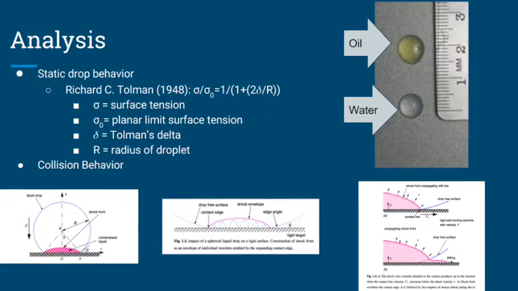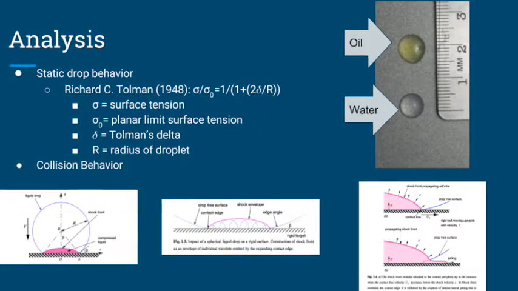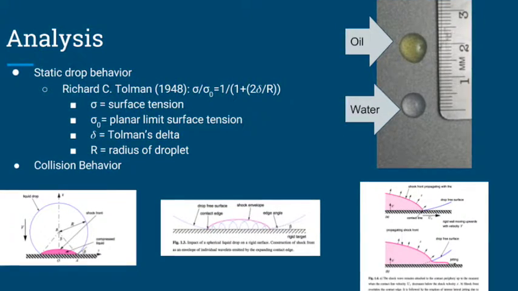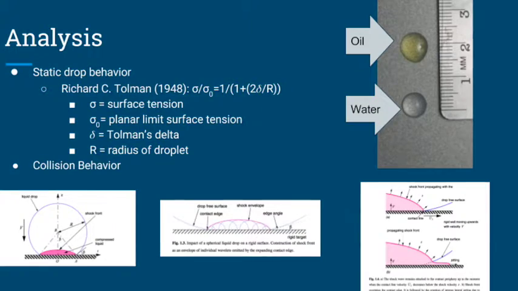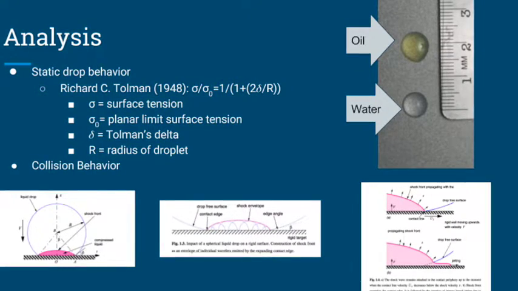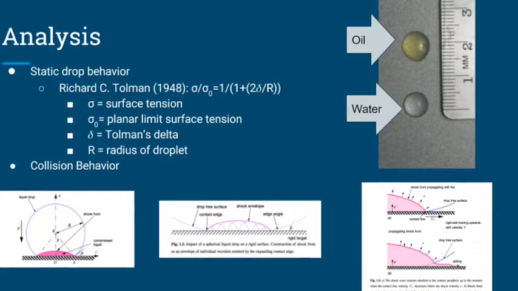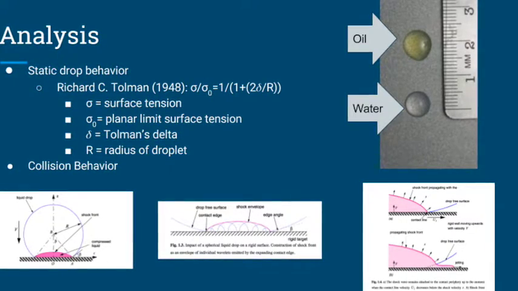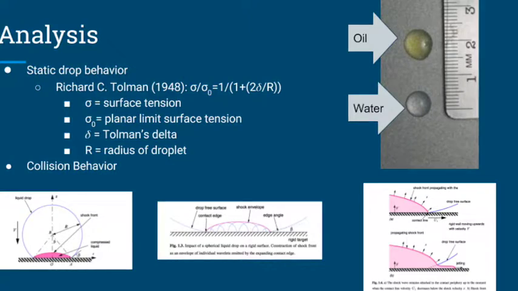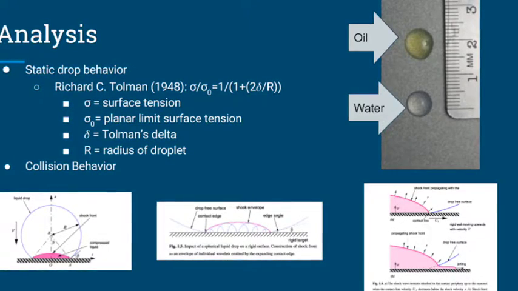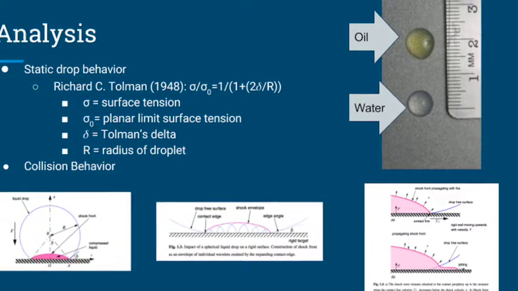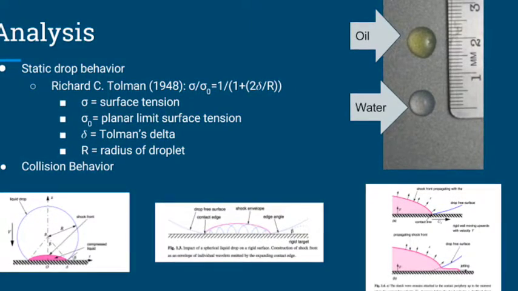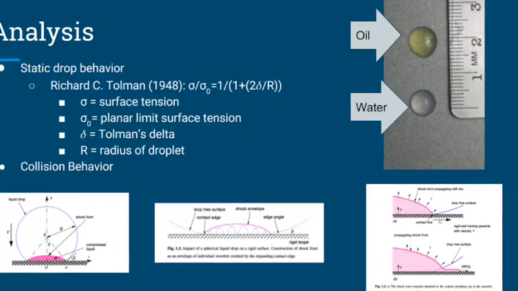The static behavior of a droplet on a surface is primarily categorized by its radius. An equation established by Richard Tolman in 1948 says that a droplet's radius is related to the surface tension of the substance comprising the drop, and a value known as Tolman's delta, which is a function of the intermolecular forces within the substance comprising the drop, where stronger IMF results in a smaller Tolman's delta value.